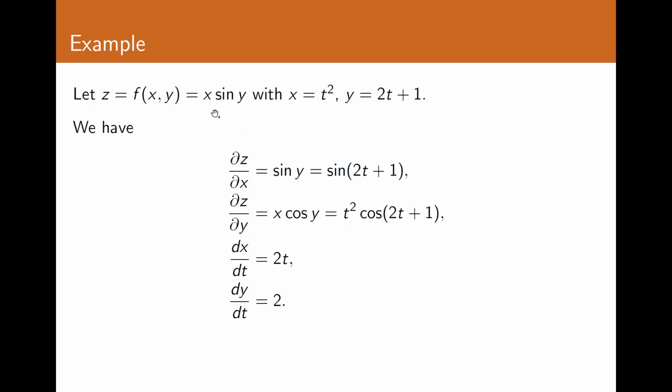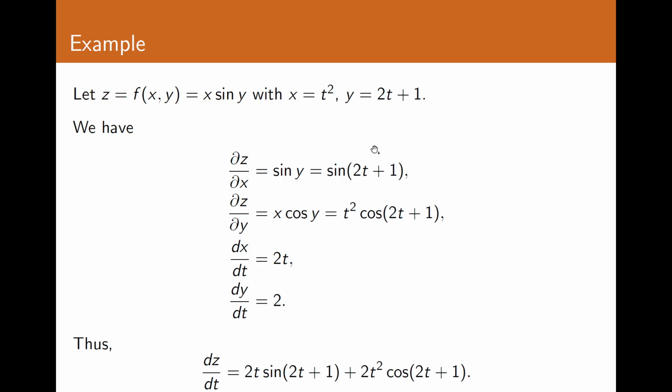If I take the derivative with respect to y, the x is a constant, so sine of y becomes cosine of y. So I get x cosine of y. Now I replace my x with t squared and my y with 2t plus 1. I also need dx/dt, the derivative of x with respect to t, which is just 2t. And dy/dt is just 2. So we've calculated all of the pieces we need for the derivative of z with respect to t, and now we put those together.